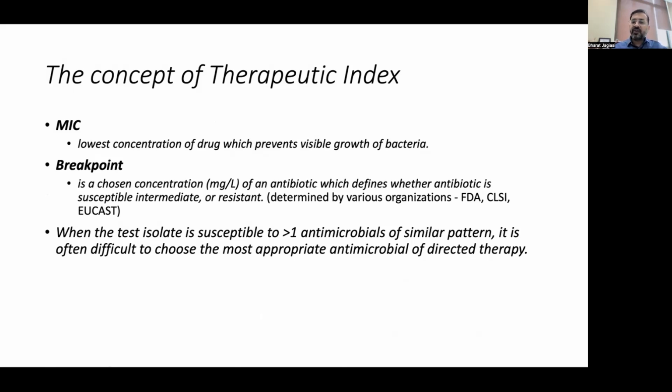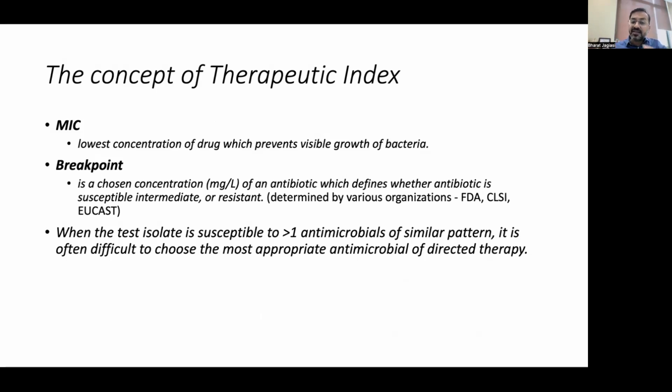It's the lowest concentration of drug which prevents visible growth of bacteria. So various concentrations of the drug are used, and the lowest concentration where the bacterial growth was inhibited is termed as MIC. There's something called a breakpoint, which is a chosen concentration of antibiotic which defines whether the antibiotic is susceptible, intermediate, or resistant. So there are certain values given by various organizations like CLSI, EUCAST. As per those values, the minimal inhibitory concentration where the bacterial growth was inhibited defines whether it is S, I, or R, that is susceptible, intermediate, or resistant.